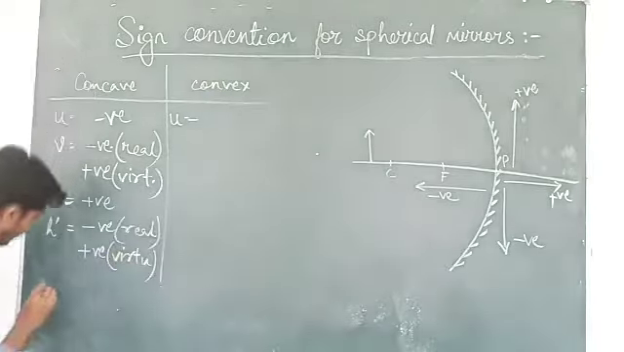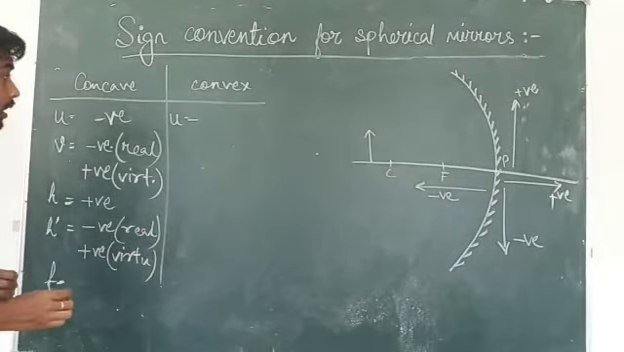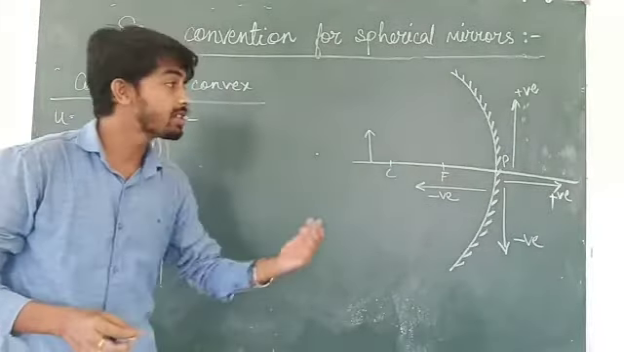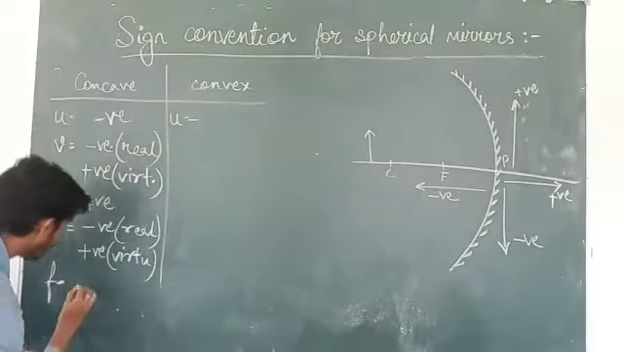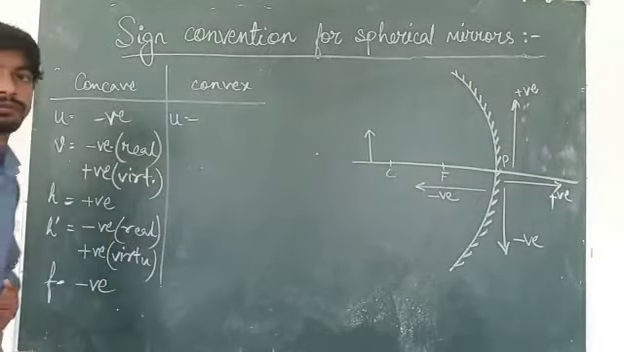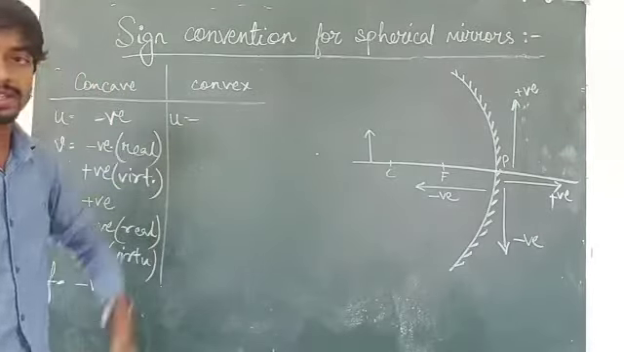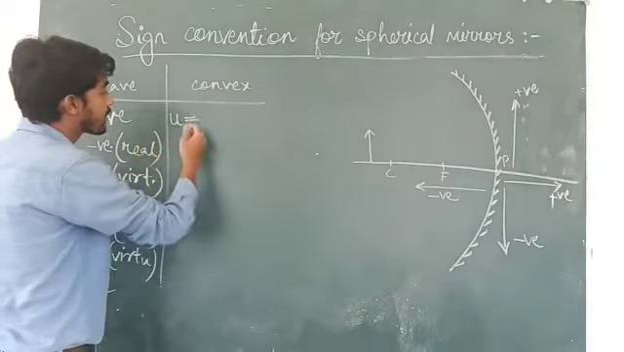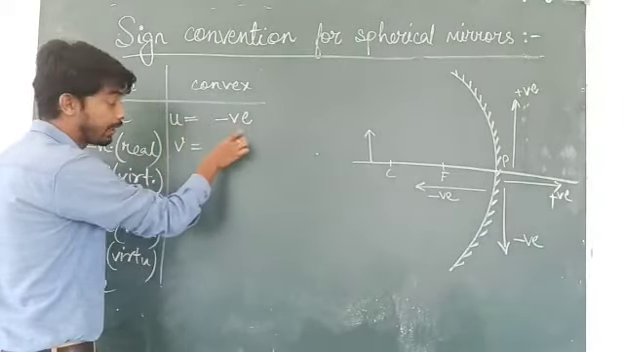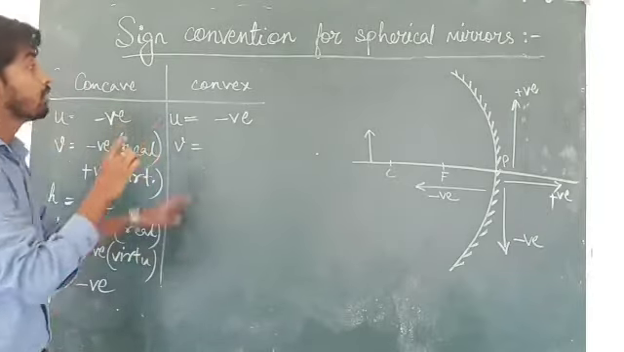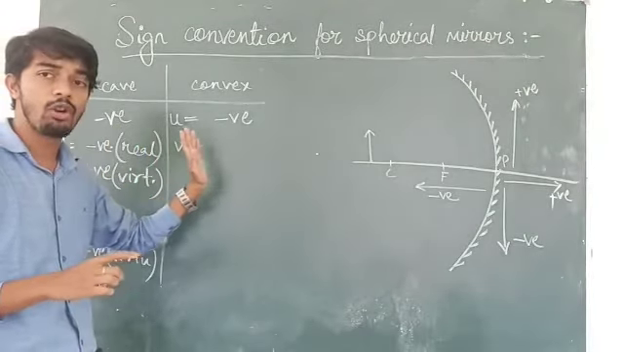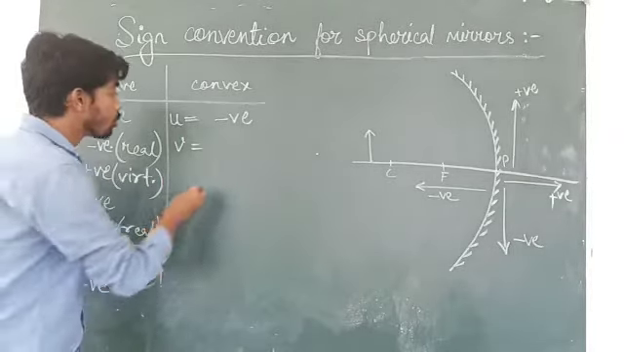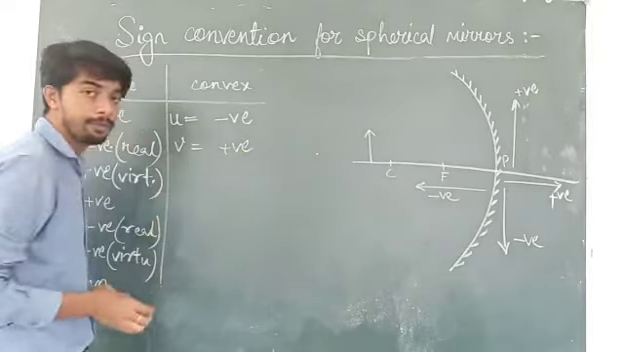Next, focus. In the concave mirror, the focus is always to the left, so the focus will be negative. Now moving on to the convex. As the object is always to the left, for both concave and convex, the object distance will be negative. For the convex mirror, the image is always formed to the right. There are 2 cases. In both the cases, the image is forming to the right, so it will be positive.